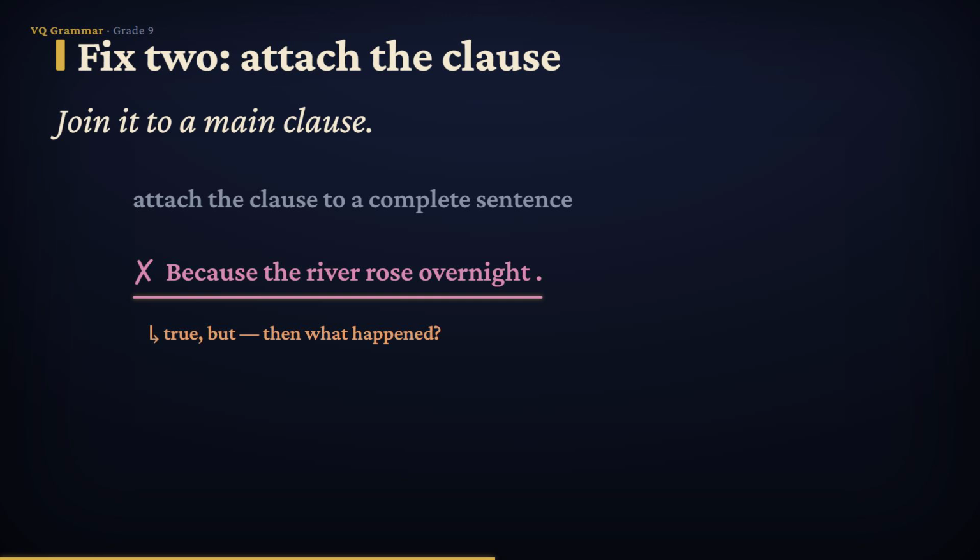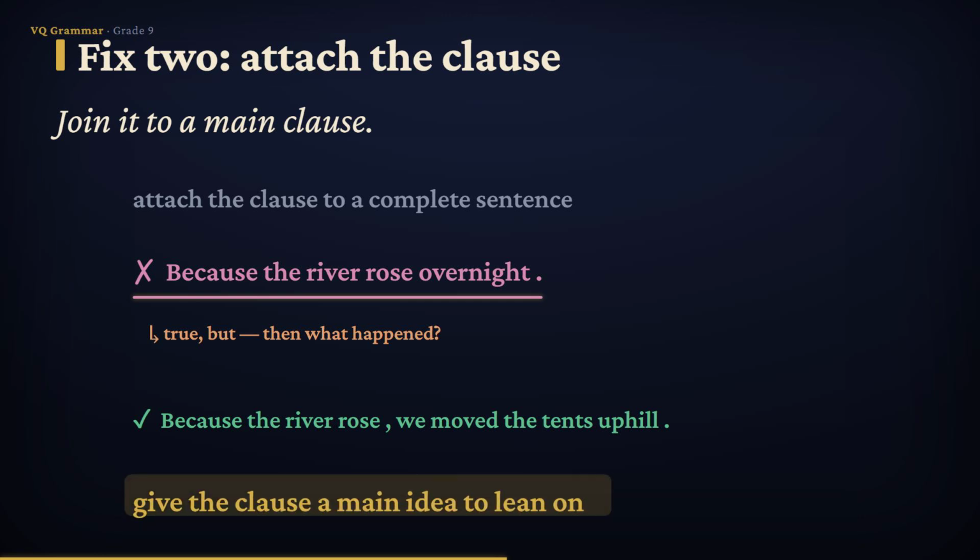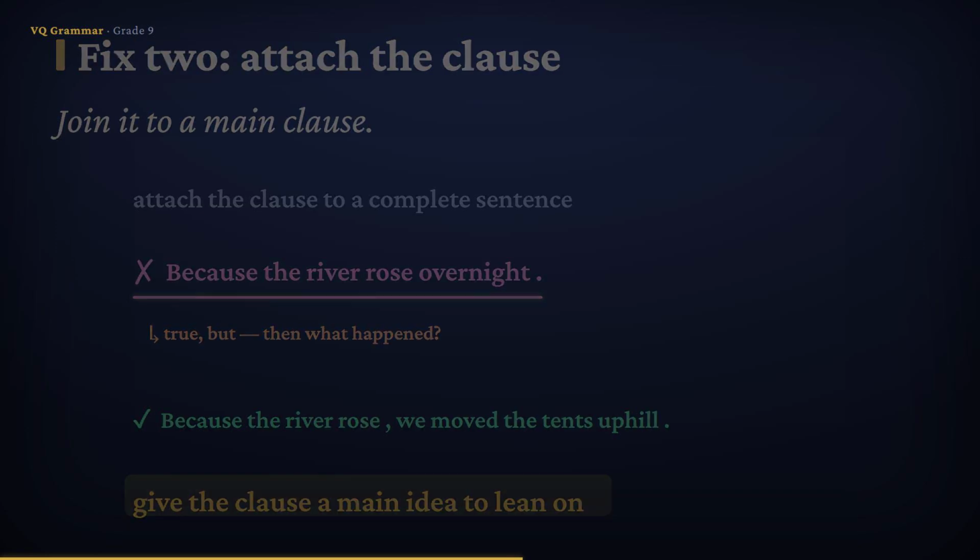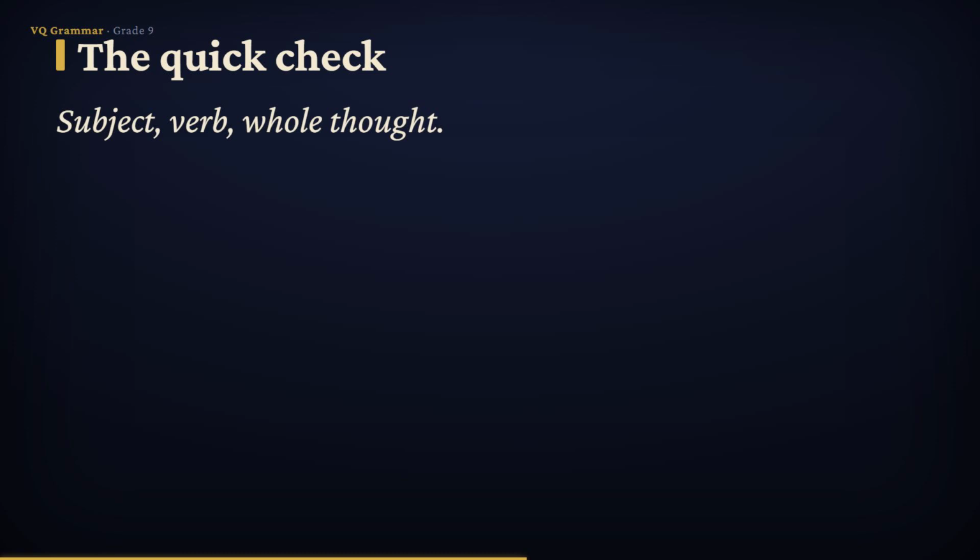Because the river rose, we moved the tent uphill. Now the clause has a main idea to lean on, and the whole sentence is complete. Notice the comma, too, that joins them when the clause comes first. Let's boil the whole lesson down to a quick check you can run on any group of words.